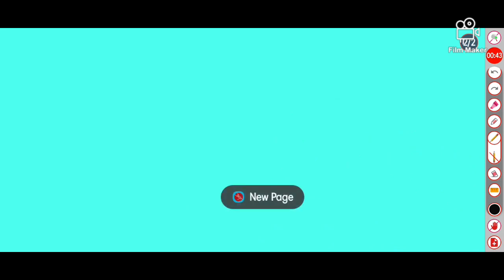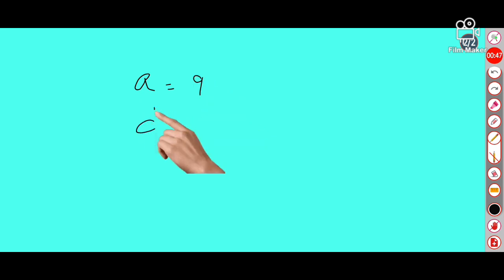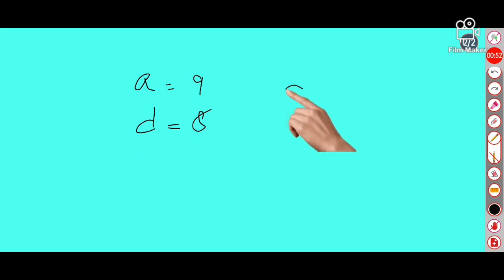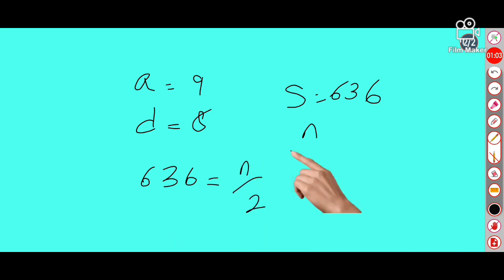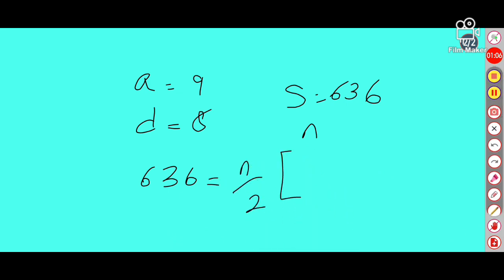Now write the given. The value of A is 9. The common difference D is nothing but 8. The sum is 636. So substitute in the formula. We need to find the value of n. So 636, that is the sum, equals n by 2 into 2 cross A, which is 18, plus n minus 1 into 8.